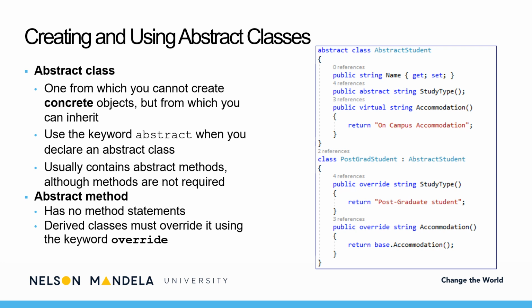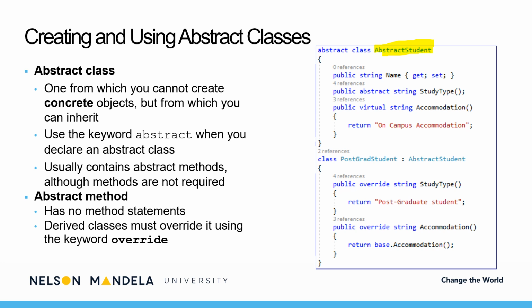Now, let us look at one type of class, which is called the abstract class. We've now created a new program with a class called abstract student. Let's look at a definition of what an abstract class is. It says one from which you cannot create concrete objects, but from which you can inherit.